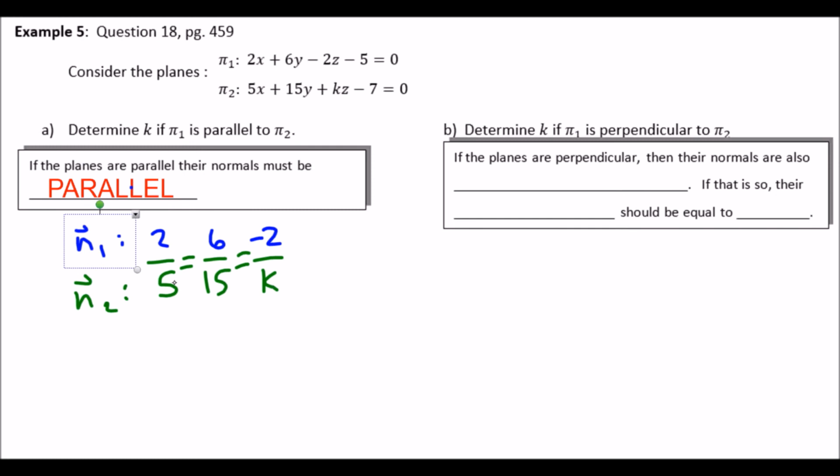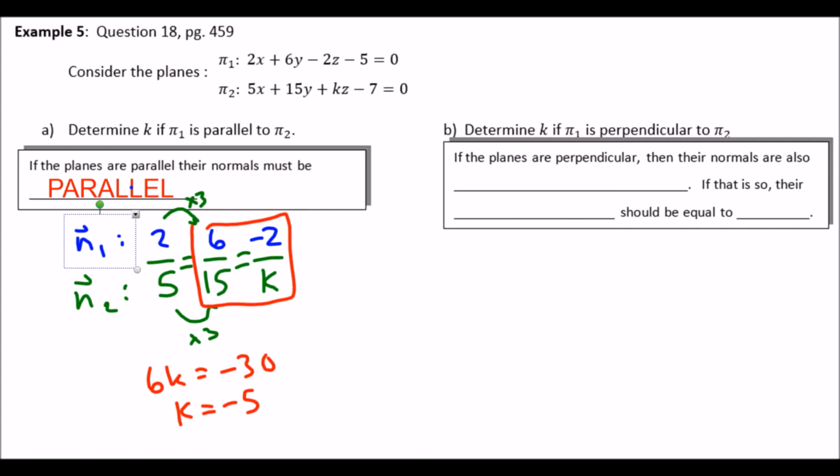I can see that 2 times 3 is not 5, but 5 times 3 is 15, so that ratio is true. So now I'm going to focus on the other two, cross multiply and solve for K. So I'm going to have 6K is equal to negative 30. So K is equal to negative 5. And there we go.